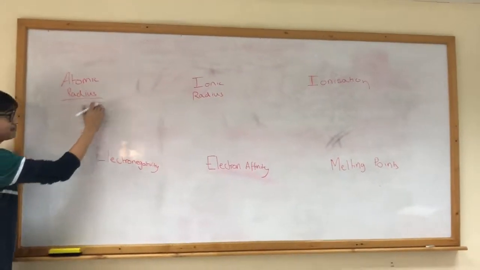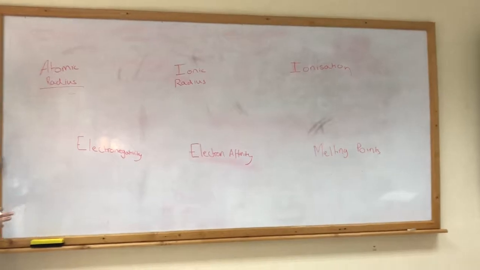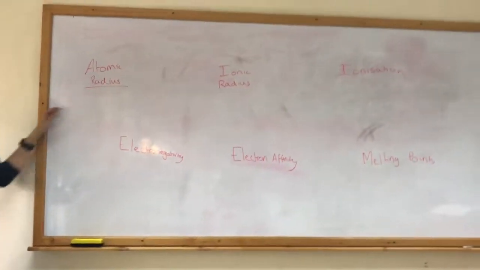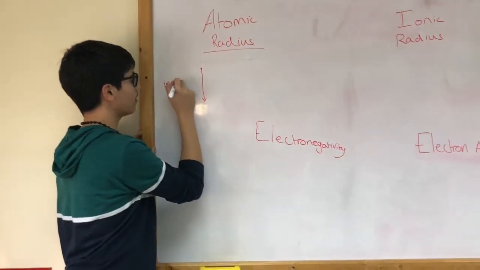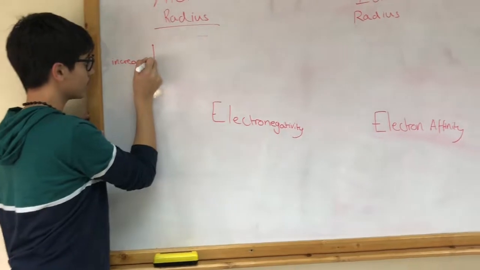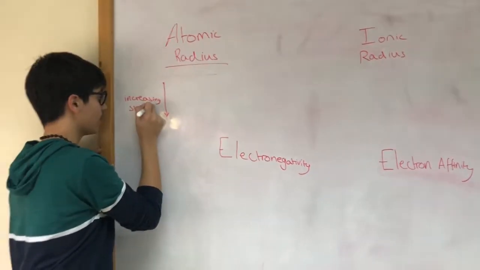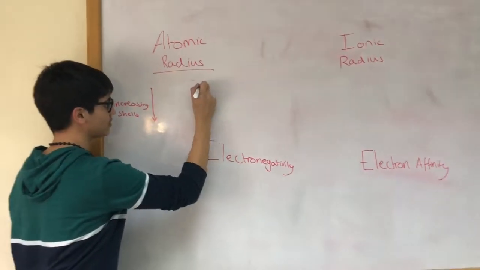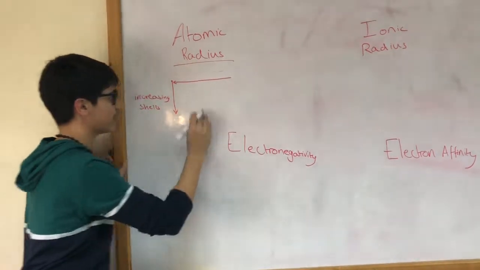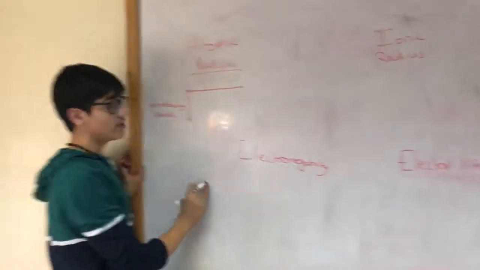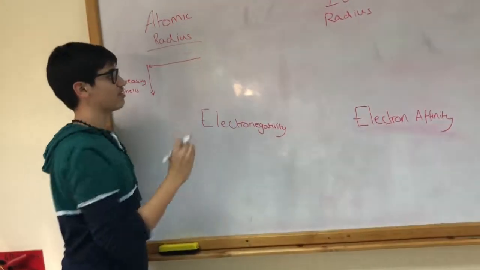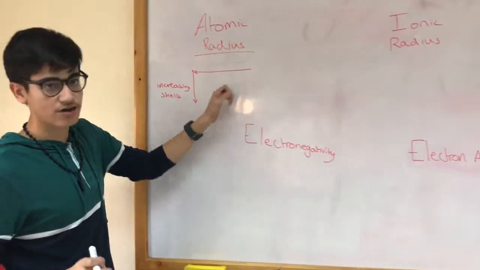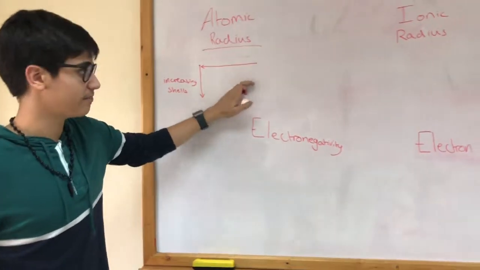So these are the 6 periodic trends that we need to know, and let us start with atomic radius. This increases down a group due to increasing number of shells, and decreases across a period, so I'll show the arrow going back to the start as that's the highest point, due to a stronger nuclear charge and the electrons being more closely attracted to the nucleus. These values can all be found in the IB data booklet.